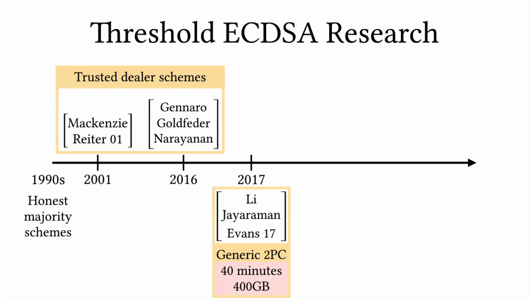And just as a point of reference, in 2017, there were these authors, Lee et al., that used generic tools to benchmark ECDSA signing, like in a threshold setting. And it was quite slow, on the order of several tens of minutes and like half a terabyte of data transmitted or something. This is just to generate one signature. This is useful as a data point.